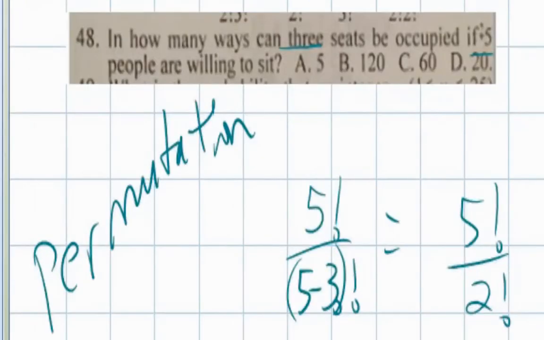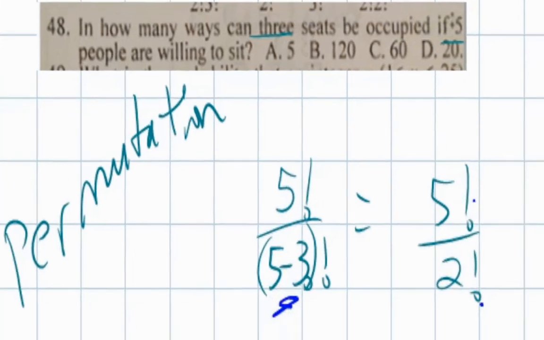Question 48 says, in how many ways can 3 seats be occupied if 5 people are willing to sit? And so this is a type of permutation. So the formula for this is just n factorial over n minus r factorial. So n is your total number of people, so that would be 5. And r is the 3 seats that can be occupied. And so you're going to do 5 factorial over 2 factorial. 5 minus 3 is 2.